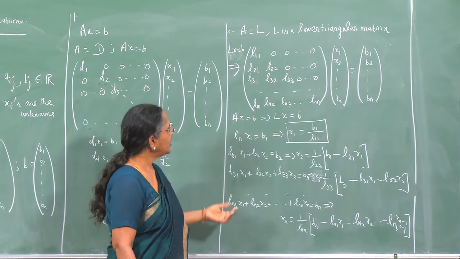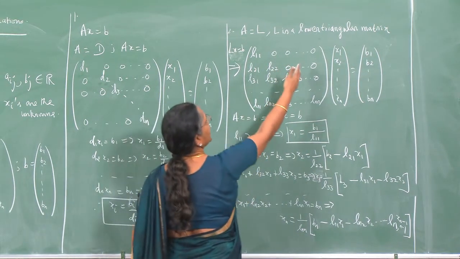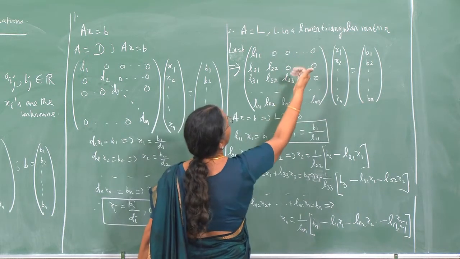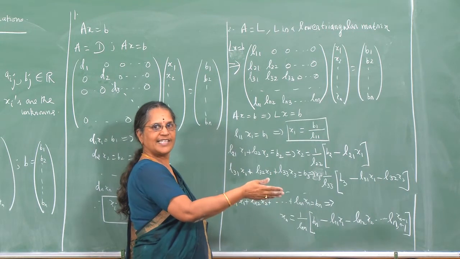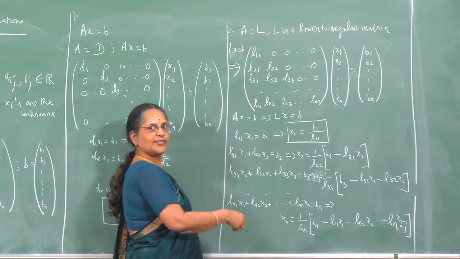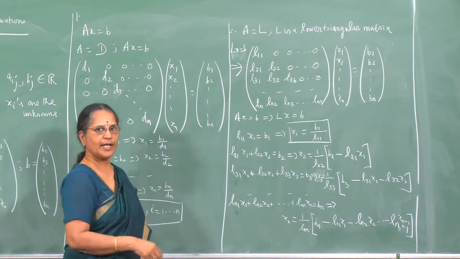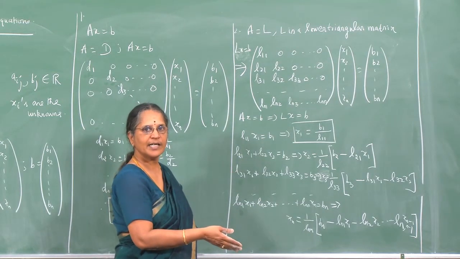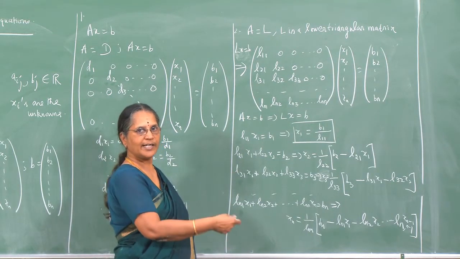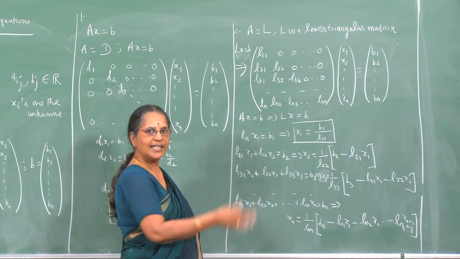How did you do it? You obtained x1, you substituted in the next equation. So, you moved forward to the next equation, got your x2 with the knowledge of x1. Then you further moved forwards to the third equation. With the knowledge of x1 and x2, you computed x3 and so on.